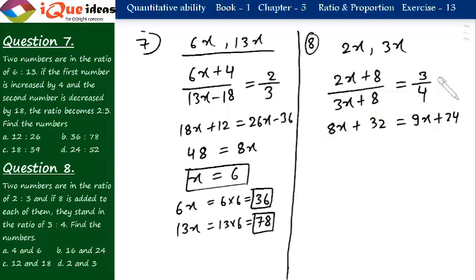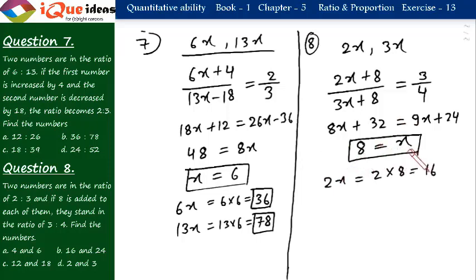So we have, let's send 8x to the right hand side, and 24 comes to the left hand side. So 32 minus 24 is 8, which is equal to x. So we get the value of x. That means the original numbers are 2x, which is 2 into 8, that is 16. And the other number is 3x, which is 3 into 8, that is 24. So the numbers are 16 and 24.